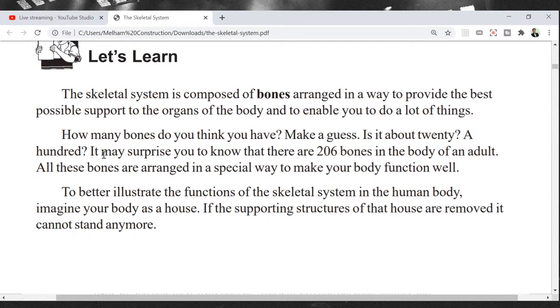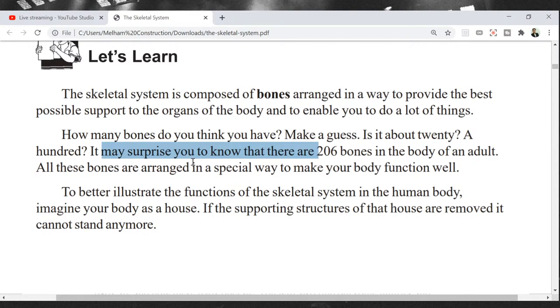You may be surprised to know that there are 206 bones in the body of an adult. Now, all bones are arranged in a special way to make your body function well. Isipin mo na lang kung yung kamay mo, hindi ganun yung pagkaka-arrange ng bone, no? Hindi mo makukuha yung gusto mo.